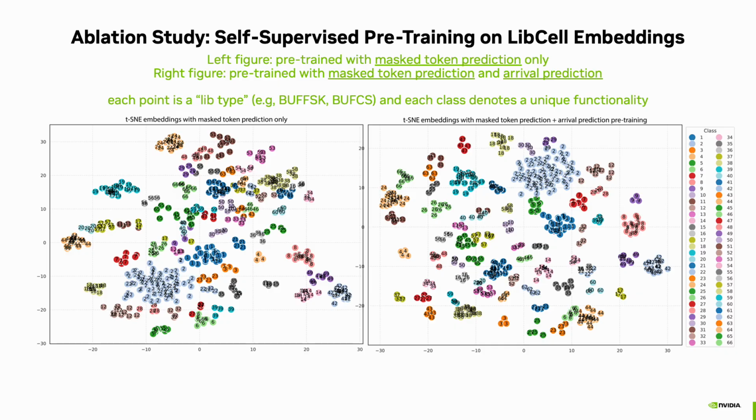We evaluate the effectiveness of self-supervised pre-training by visualizing the token embeddings. In both figures, a circle represents a library cell, and the number denotes the function. Figure on the left is only trained with the mask token prediction. We can see the library cells with the same function are already tending to group with each other. Figure on the right is trained by both mask token prediction and the arrival time prediction task. We see that library cells form more distinct clusters than the left figure.